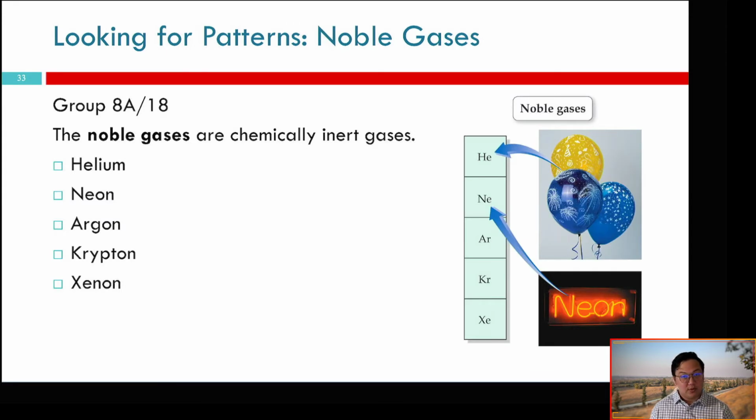Now, our noble gases. So now we're on group 8A, or 18, column 18, the very last column. These are the noble gases. They're chemically inert. Helium we know from balloons. Neon we know from neon signs. You might know that argon is actually used in double pane windows, and it's used in double pane windows because it's so non-reactive.